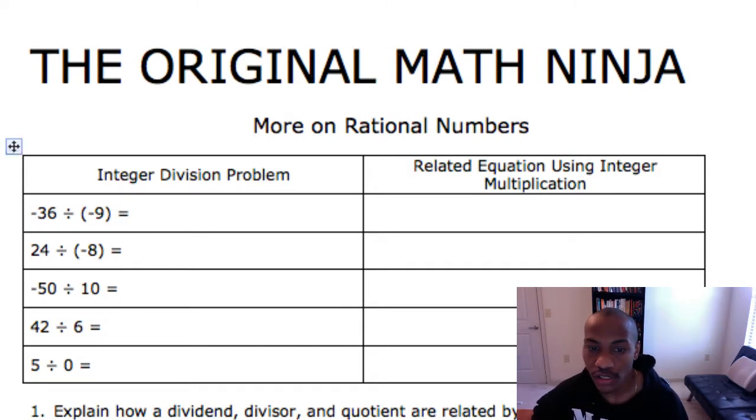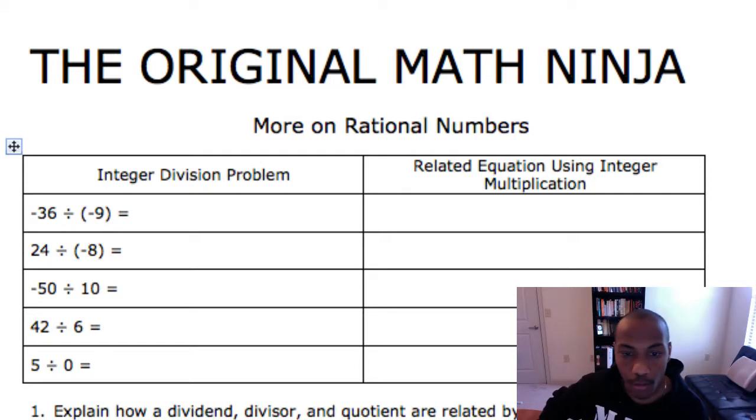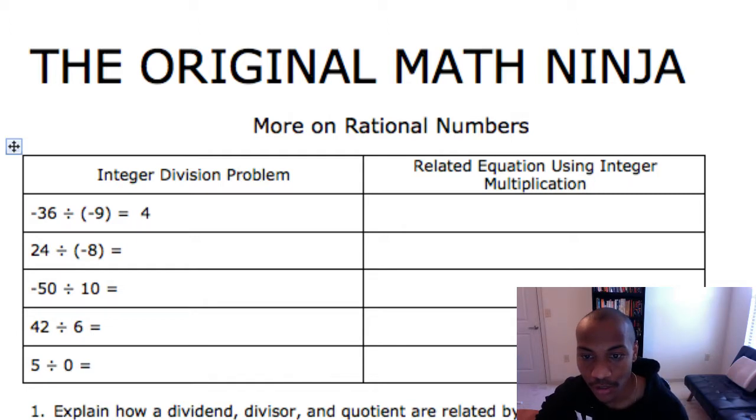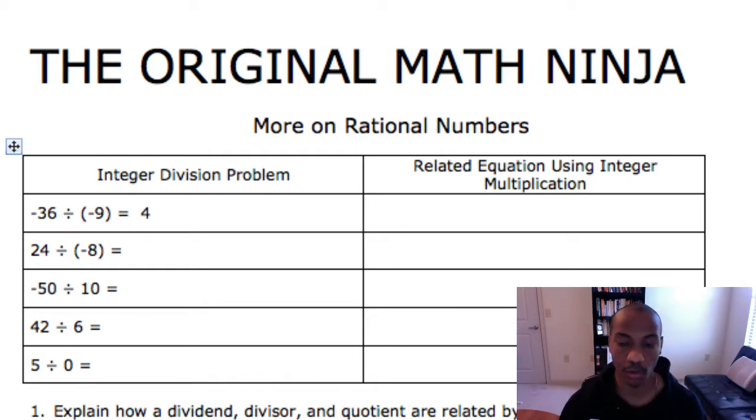So, first, let's talk about the relationship between division and multiplication. We have negative 36 divided by negative 9. I should be thinking, how many times does negative 9 go into negative 36? That's right, it goes into it 4 times. A negative divided by a negative is going to give us a positive value, so we get positive 4. Now let's relate that to multiplication. That means that 4 multiplied by negative 9 is going to give us the same thing, negative 36.